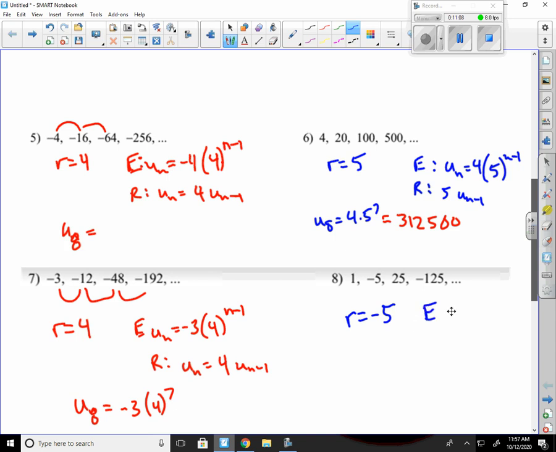Multiply by negative 5. Unfortunately, you guys don't have that option. You have to do as many as I assign. Explicit formula, u sub n equals, now it's 1 times negative 5 to the n minus 1. Recursive formula, u sub n equals negative 5 times u sub n minus 1. Find u sub 8. That is equal to negative 5 to the 7th, which is negative 78,125. I hope by now you get the point in how to find each one of those. It's just the same thing over and over again.